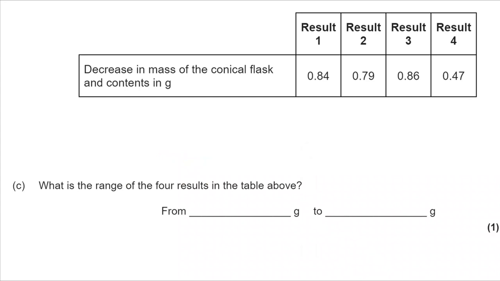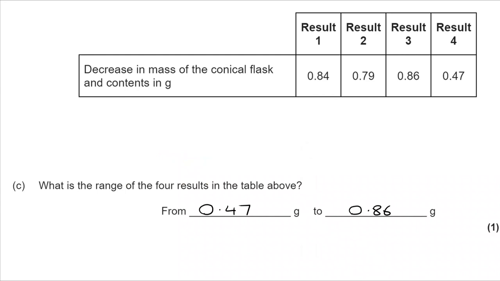We move on to part C, and we have got the results here, results 1 through to 4, and we want to know what the range of the 4 results in the table is. This is a really straightforward question. You find the lowest, you find the highest, and that is your range. So result 4, 0.47, result 3, 0.86 are the outliers within my range.